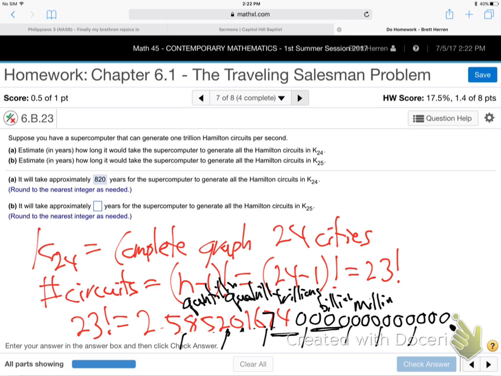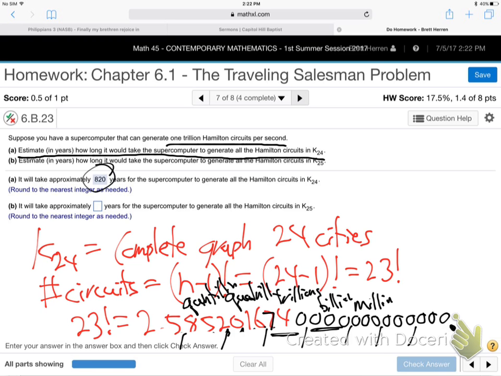What if you had a supercomputer? You could rent some of the fastest computers in the world. Let's say a supercomputer can do, well, you can see the answer right there, 1 trillion Hamilton circuits per second. Let's suppose the supercomputer can examine all the possible circuits and pick the cheapest route.